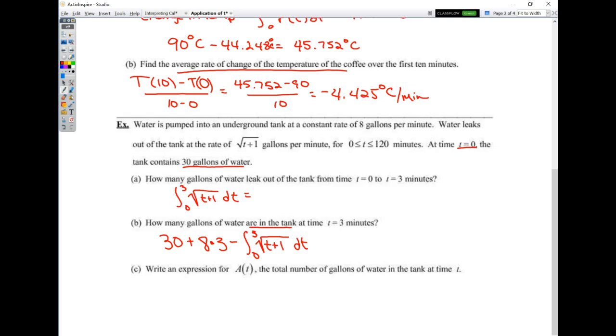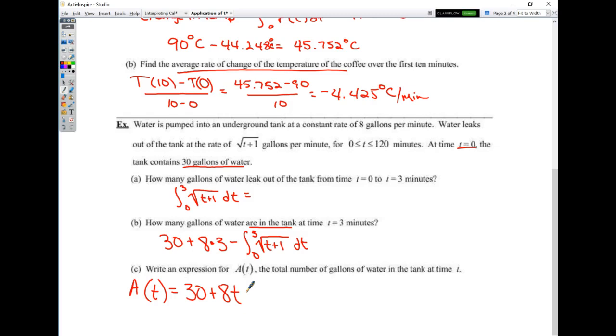Now in the last one, we really want to be careful here. Write an expression for A of t, the total number of gallons of water at time t. There's some weird stuff that's going to happen here. I want to know the total number of gallons at any time t. Ideally, I know I'm going to have the number 30, and I'm going to add to that 8 times t. Why? Because if I've been watching the water go in for 5 minutes, I've added 40 gallons. 8 each minute is going to give me 40, so I multiply that by t.